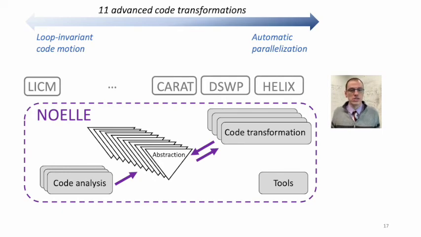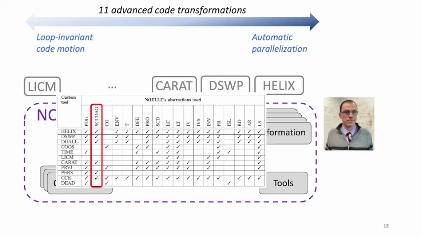While these optimizers were all built using NOELLE, it's important to understand how much code reuse was enabled by NOELLE. So to this end, we can look at each NOELLE abstraction and how many optimizers have actually relied on it. As you can see, each NOELLE abstraction was used by many optimizers, including the SCC DAG one. Loop-oriented abstractions had the widest adoption.